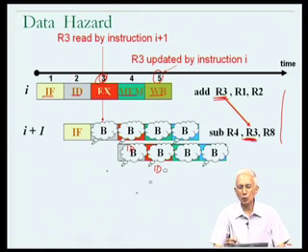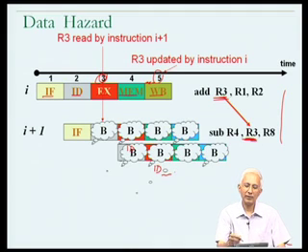And the answer is we could make it safe for the subtract instruction I plus 1 to read its operand in cycle number 5 if we designed the write back stage and the ID stage hardware in such a way that the updating of register R3 happened early in the cycle and the reading of the register R3 in the ID stage happens late in the cycle.